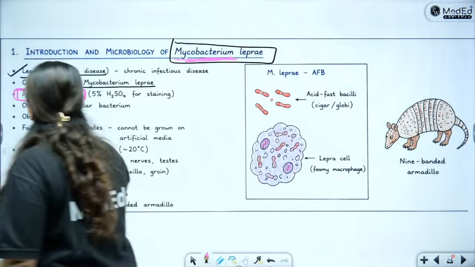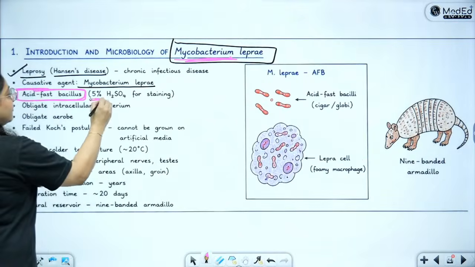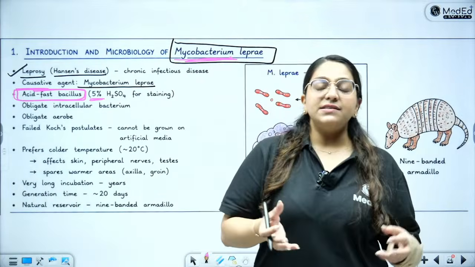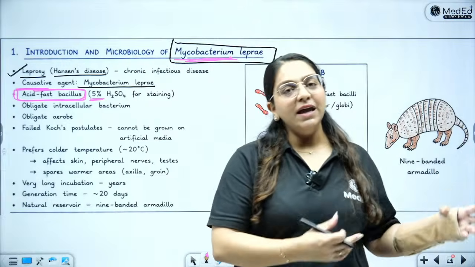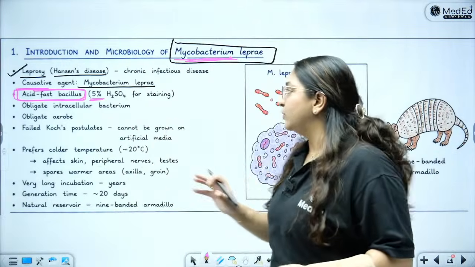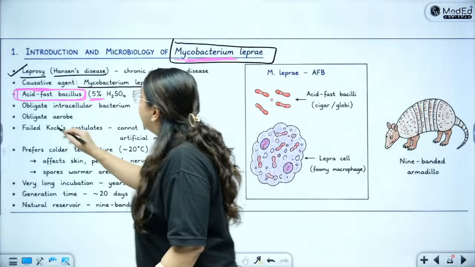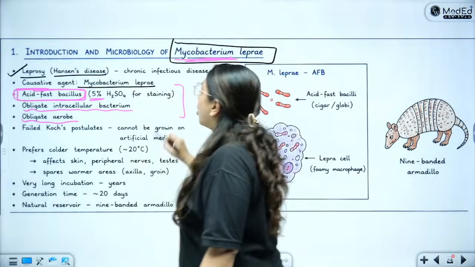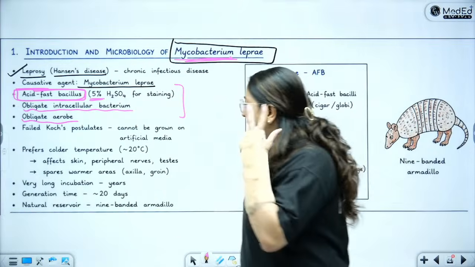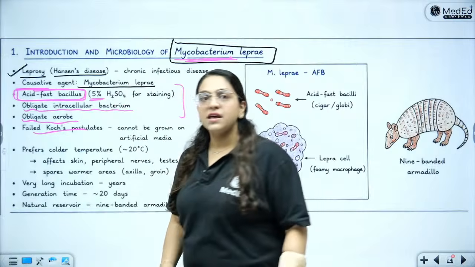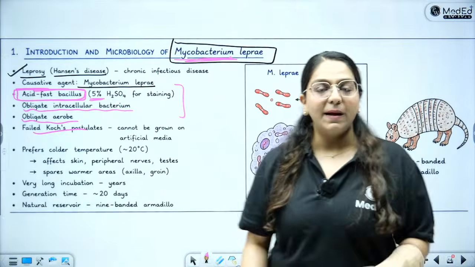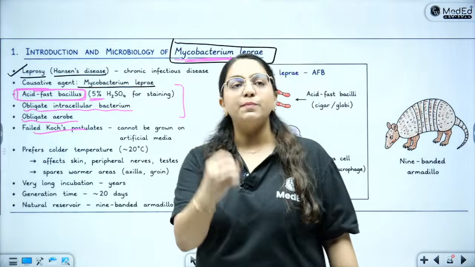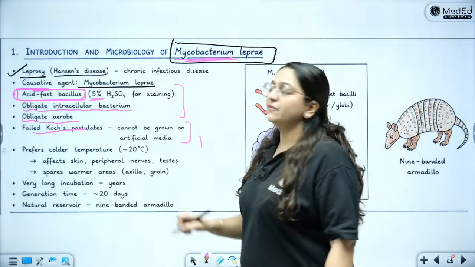So this is also acid fast, but it is acid fast with 5% H2SO4. What is the modification of Ziehl-Neelsen used? Instead of 25% like we do with TB, here we use 5% sulfuric acid. It is an obligate intracellular bacterium and an obligate aerobe. All of these are common features of all mycobacteria. It has failed Koch's postulates because it is uncultivable. For Koch's postulates, you have to be able to grow the organism on a culture plate, but here it cannot be grown on artificial media.